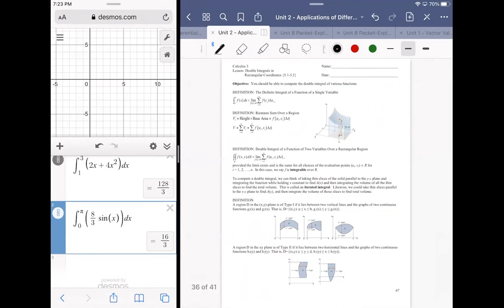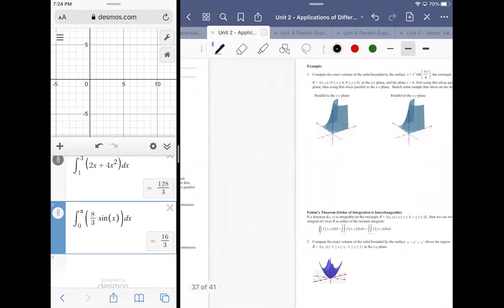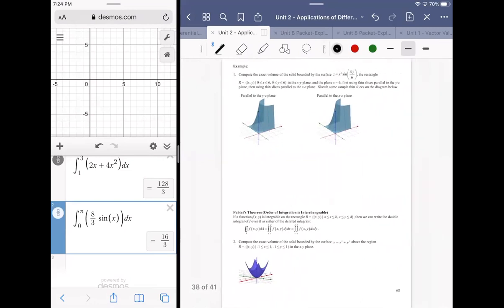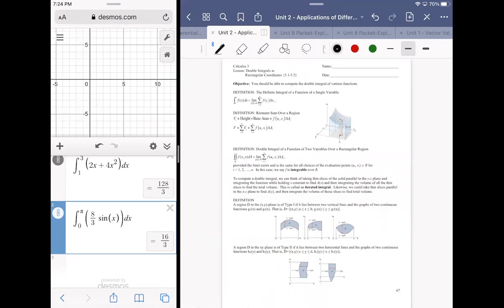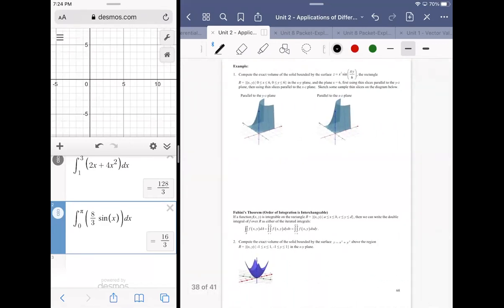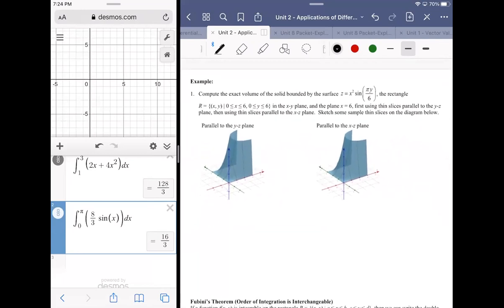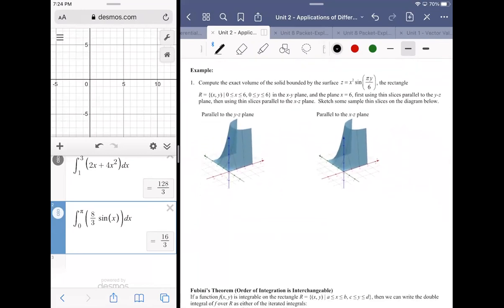But what I wanted to talk about is the idea of double integrals in rectangular coordinates, specifically how you go about finding volumes using this idea. This whole page is just the typed out version of what I'm about to explain, so I'm just hopping over it. If you look at the example, it says compute the exact volume of the solid under the surface z equals blah, blah, blah, but it gives you a set of rectangular bounds.